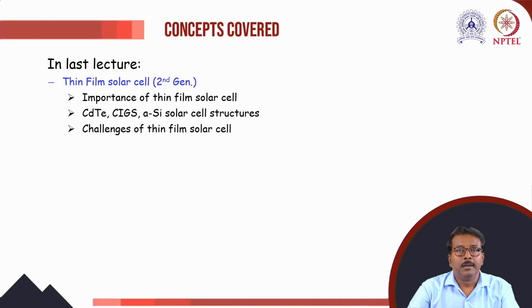In the third generation of solar cell, that is organic, dye-sensitized solar cells, nanostructured solar cells, etc., and the recently evolved perovskite solar cell have been under consideration of researchers.